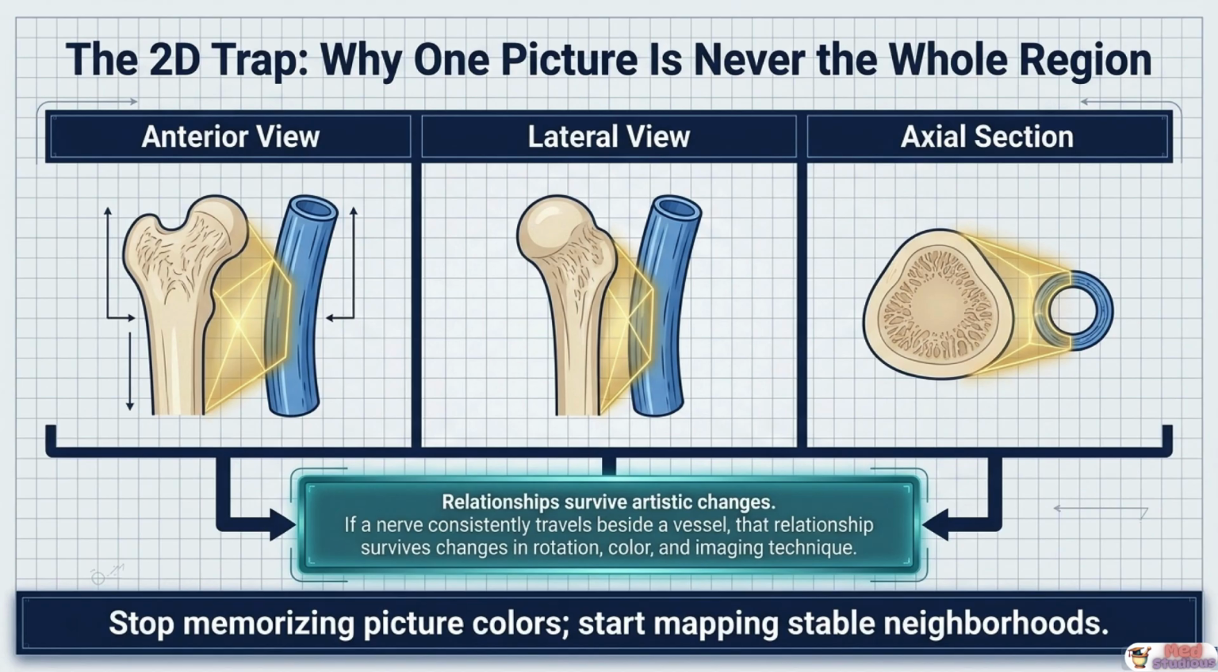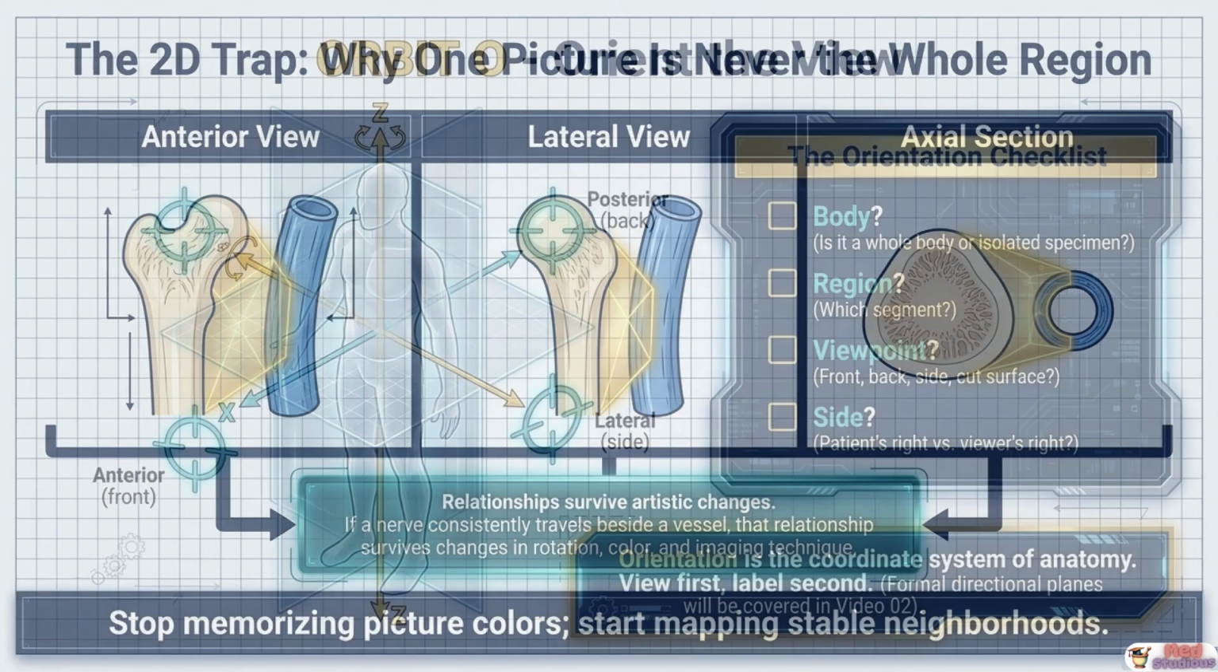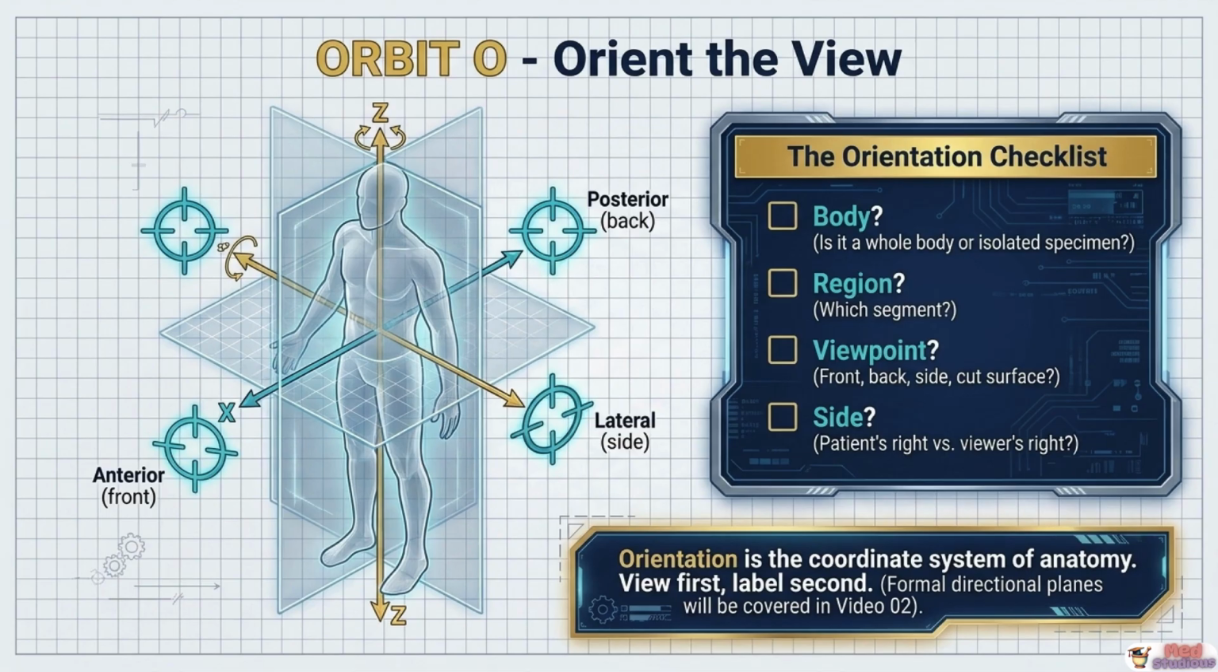Atlas colors are teaching conventions. Cadavers and medical images will not copy them. So when you revise, deliberately change the viewpoint. Cover the labels, rotate a model, compare an atlas with an imaging slice, or sketch the same region from another angle. You are training spatial understanding, not photographic memory. The first ORBIT step is orient.